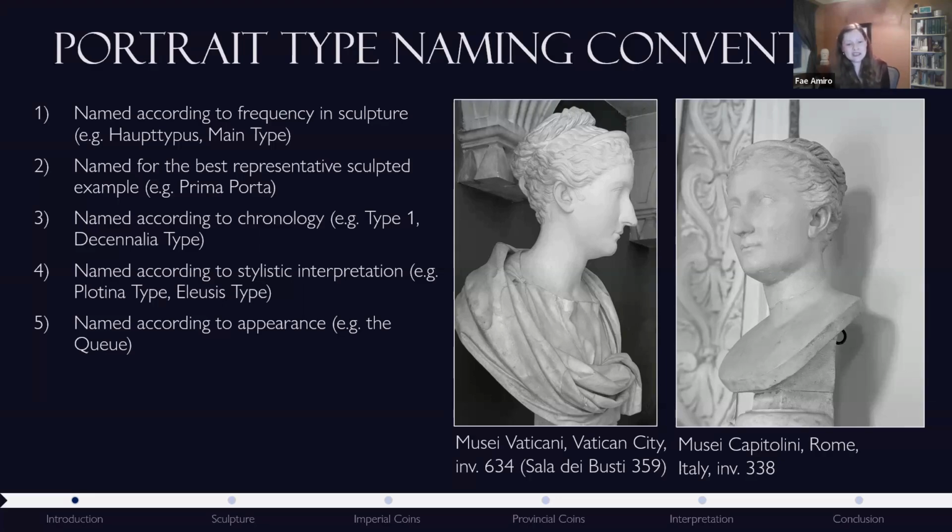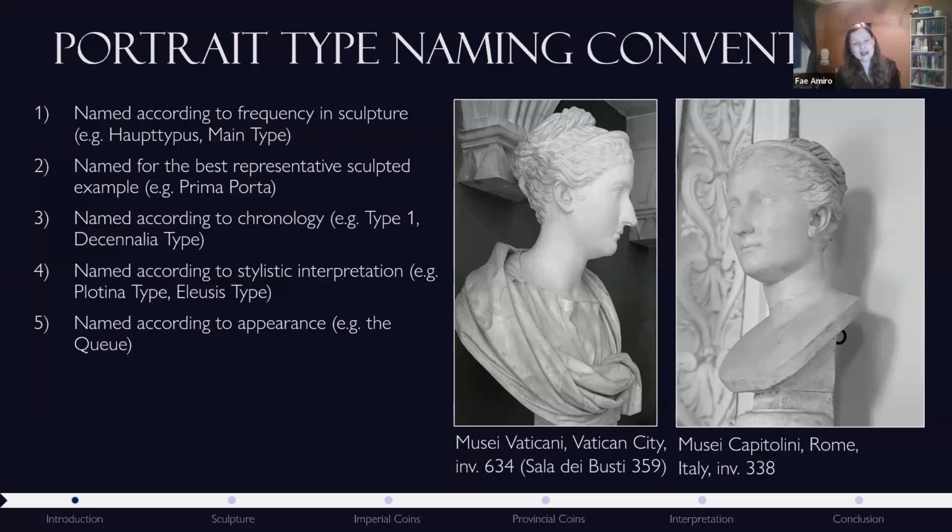Additionally, Sabina presents us with one particularly telling example of some of the potential problems with this system, which is this portrait type, her most common sculpture type, is referred to in the scholarship since the early days as the Sala dei Busti 359 type, based on this bust in the Vatican. Now, there had been suspicions about this bust for a while. The conservation is quite good. The surface treatment is quite severe. And it's also only a single piece of marble, which is uncommon for this kind of construction.